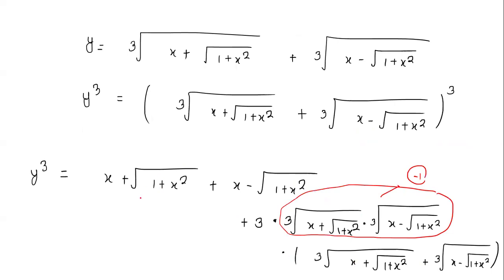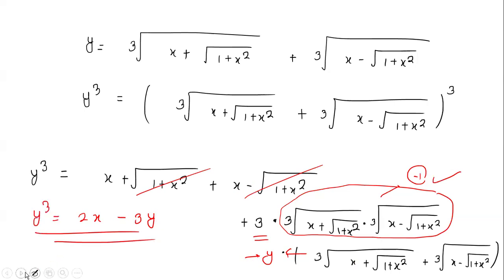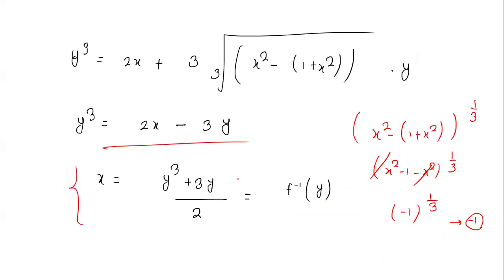We can say the final answer is y cube is equal to 2x minus 3y. This is y, 3 is coming from here, minus 1 is coming from here, and y is this. So y cube we can write in this way. From here you can write x in terms of y, and this we can write as f inverse y, because when you express in terms of y, this is the f inverse y. Based on that we can find this inverse function. So you can see that this inverse function is x cube plus 3x divided by 2. So this is our inverse function.